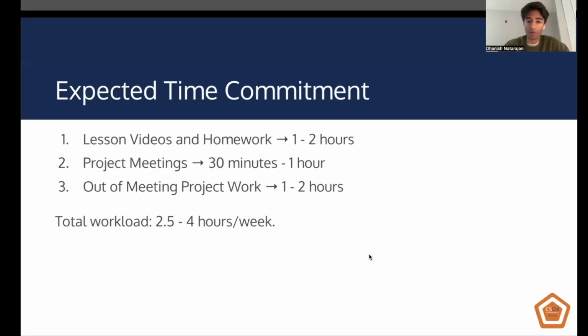Now, the expected time commitment. So first off, for lesson videos and homework, you can expect to take around 1 to 2 hours during the first few weeks. And for project meetings, it would be 30 minutes to an hour, and this would be every week throughout the semester. And for project work that's done outside of the meeting, this would also be 1 to 2 hours, and this would also be every week as well. Now, the total workload for this class would be around 2.5 to 4 hours per week.